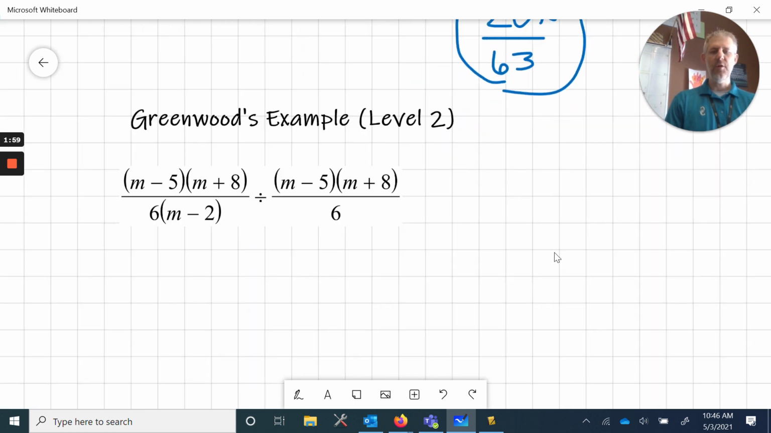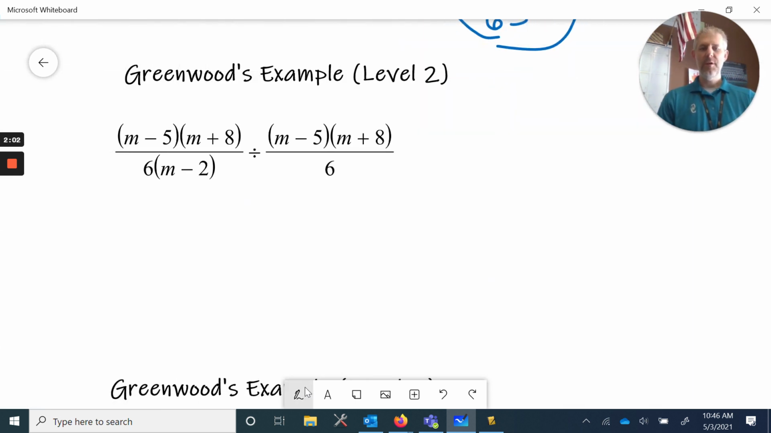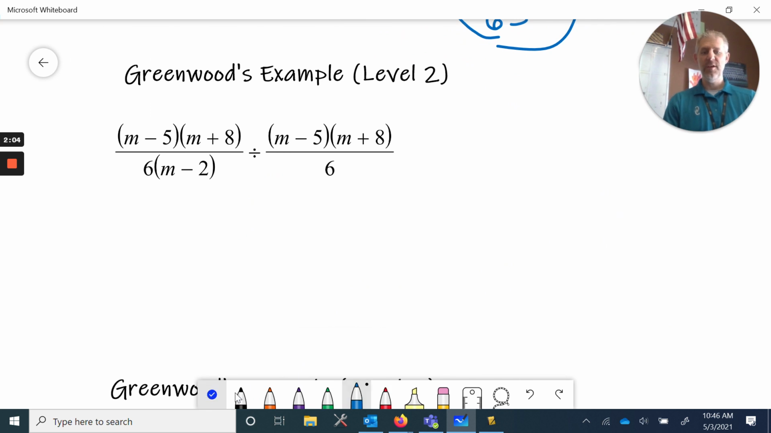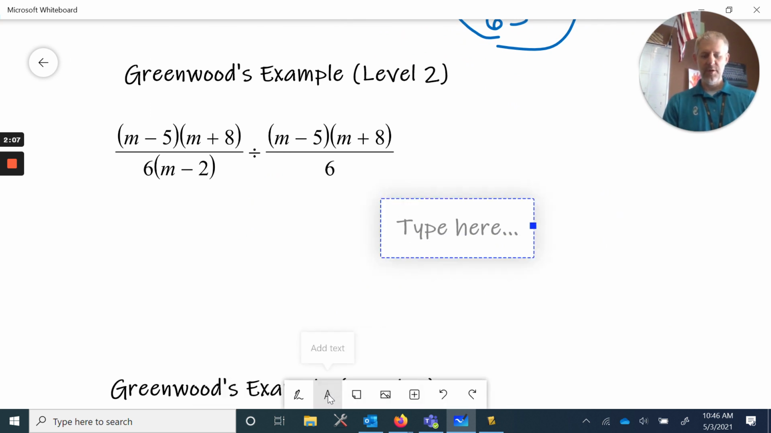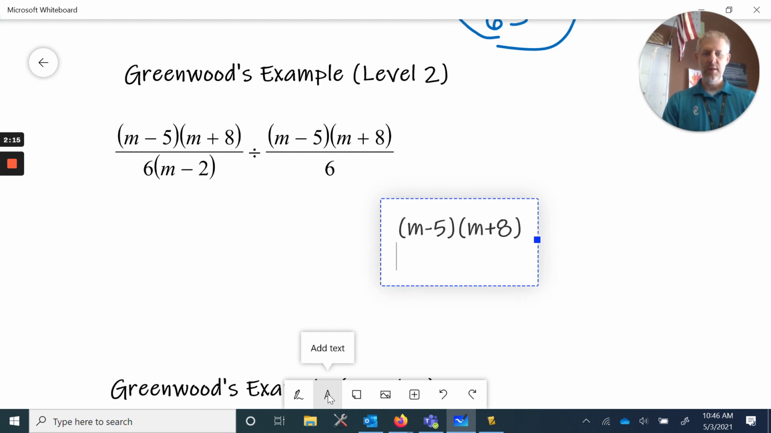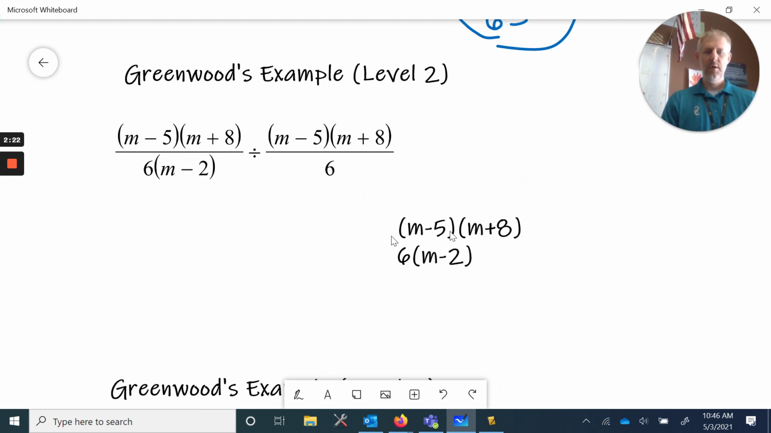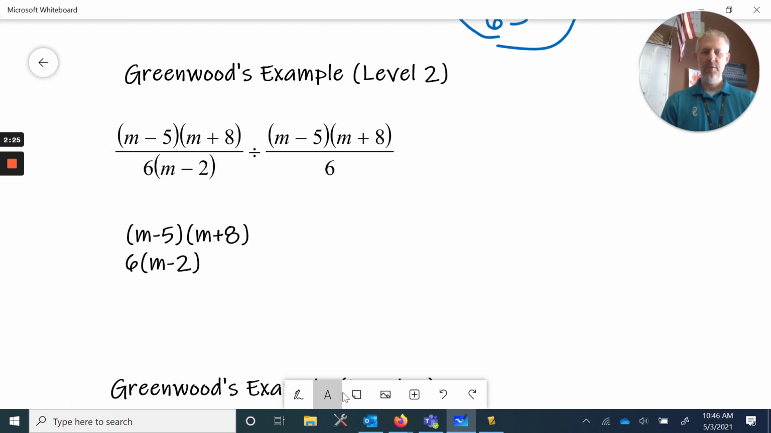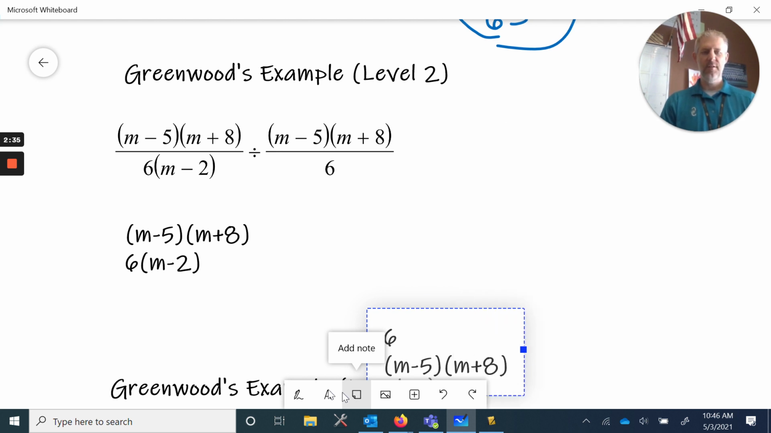Level 2 example, much like multiplication, very straightforward. What I'm going to do first, and this actually takes the most time, I think I might even type this one. So I'm going to rewrite it as m minus 5, m plus 8, over 6, and m minus 2. Then we'll do another typing here, and we have to do the reciprocal, so we'll do 6 over m minus 5, m plus 8, okay?